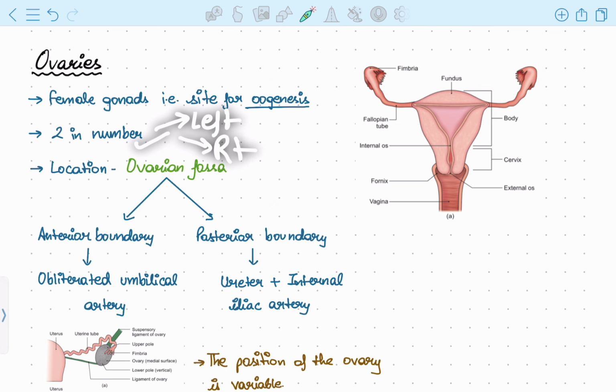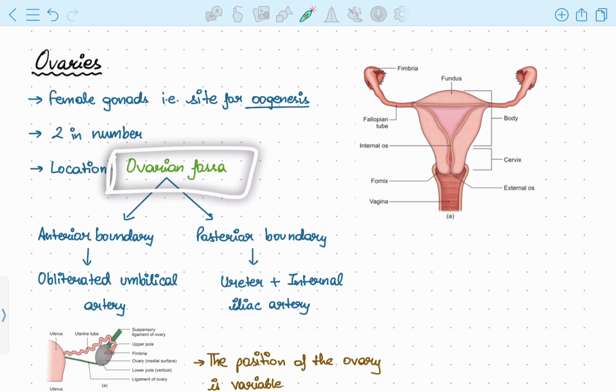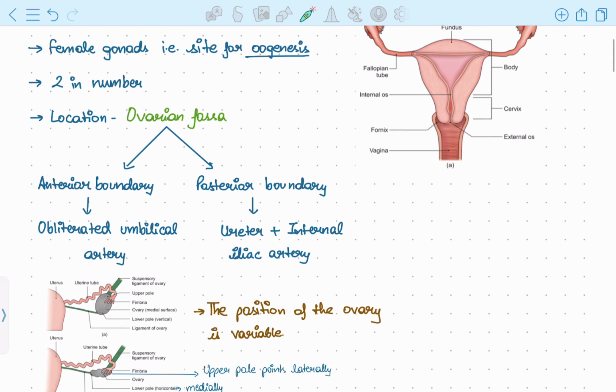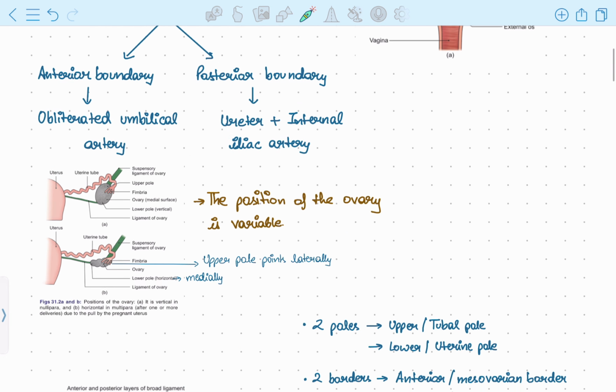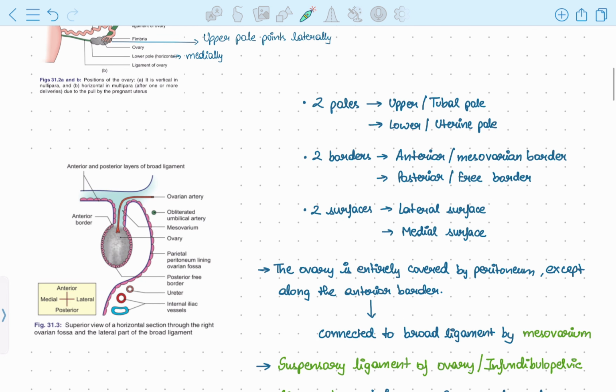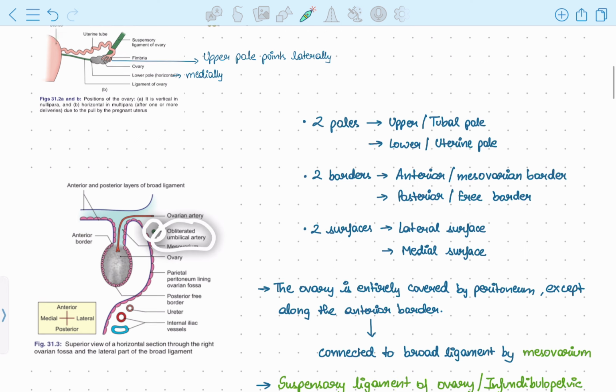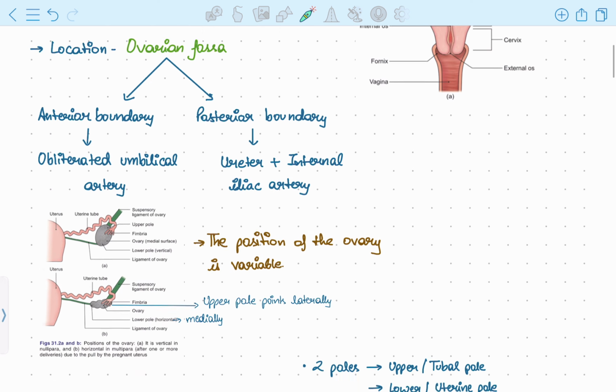Right? Where are they located? They are located in the ovarian fossa. The ovarian fossa is bounded anteriorly by the obliterated umbilical artery and posteriorly by the ureter and internal iliac artery. You have to learn this. As you can see, this is the posterior boundary, the ureter and internal iliac artery. And anteriorly, you have the obliterated umbilical artery. So this is about the location.